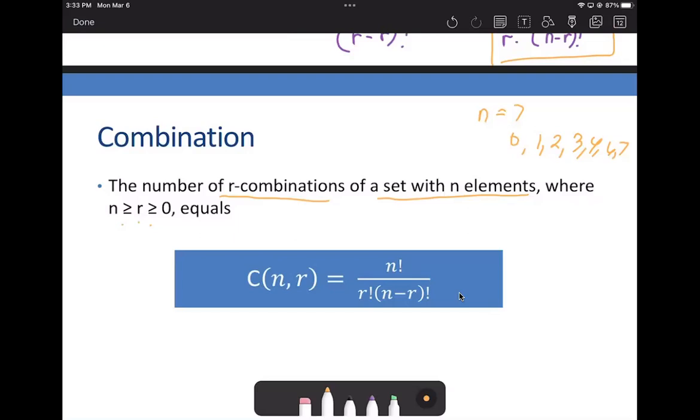Equivalent siya sa permutation of R taken R, right? So kumbaga, since hindi tayo concerned sa arrangement or sa order, we need to cancel those out, right? So correct. The only difference is the R factorial in the denominator. Okay?